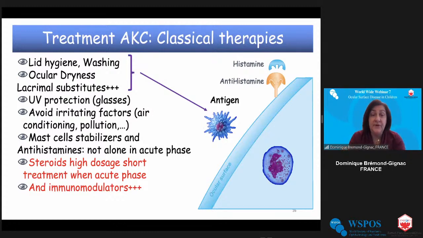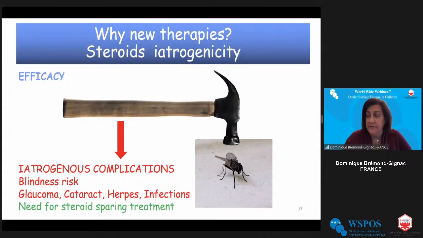If you have all this environmental treatment, we can go to mast cell stabilizers and antihistamines, but usually they do not work alone in acute phases. So steroids could be used, of course, at high dosage for a short treatment in the acute phase, but never as a long-term treatment because it is really a blindness risk and steroid dependence. And so immunomodulators are the very good answer here. We have new therapy because of steroid iatrogenicity.